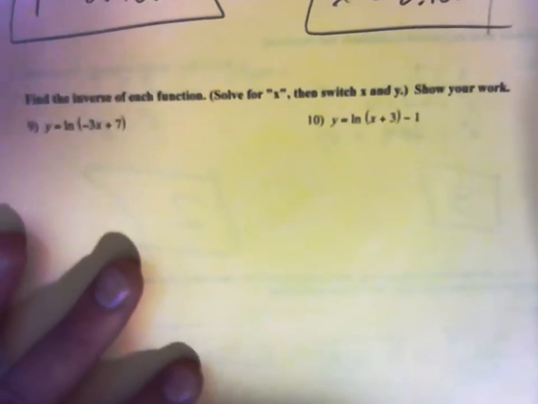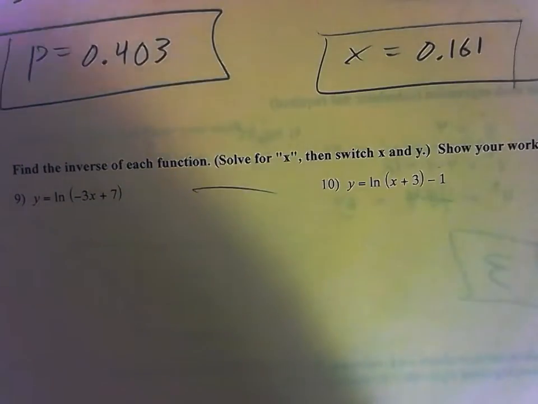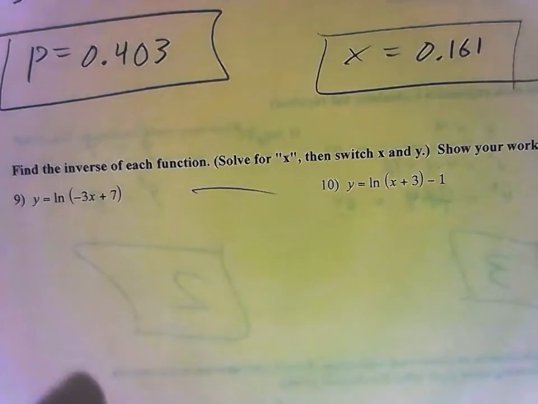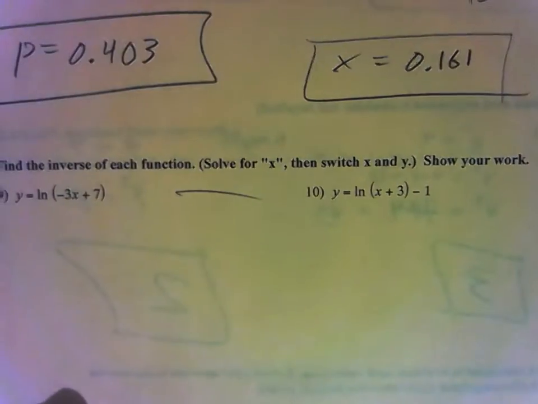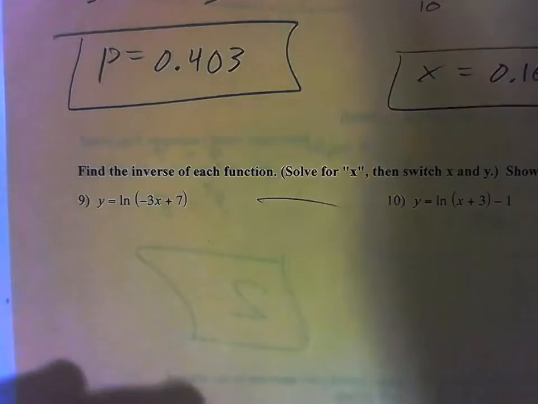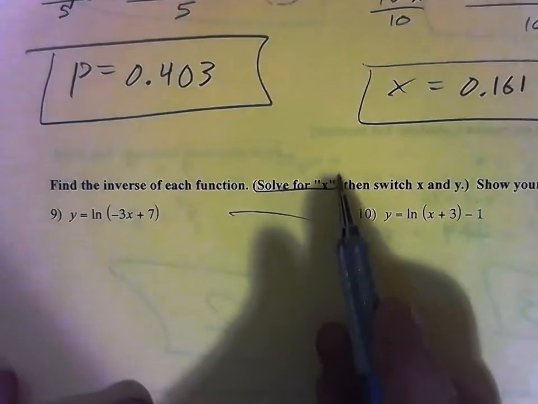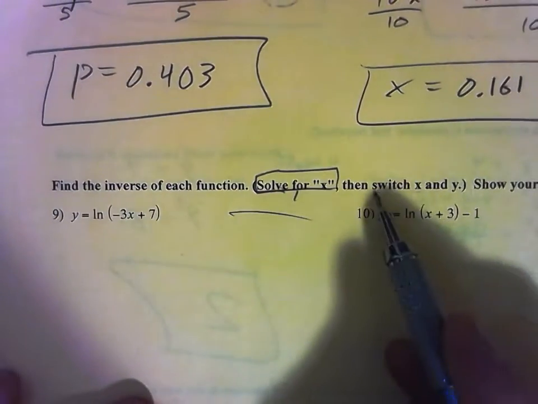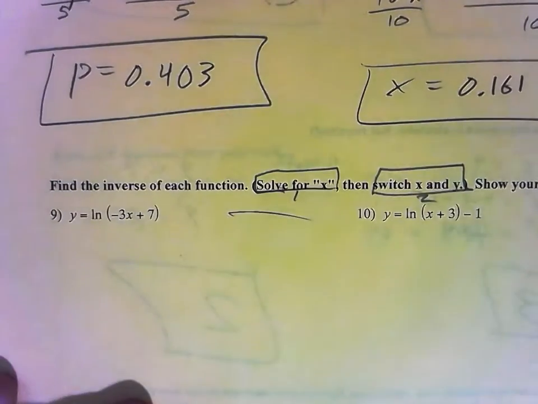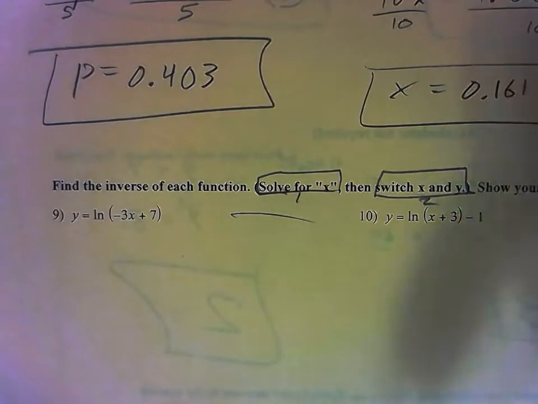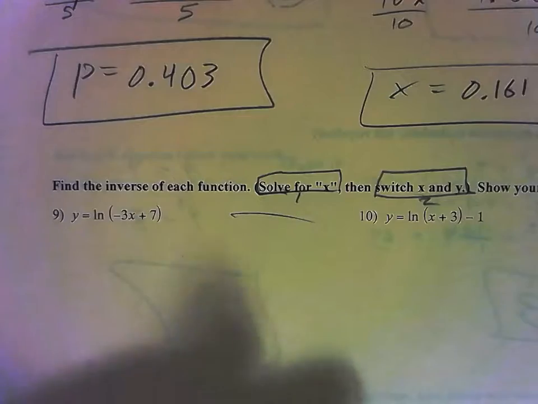Okay, number 9 and 10 is probably the more confusing part, but it tells you in the instructions exactly how to do it. Show your work. Okay, step 1, solve for x. Step 2, switch x and y. That's what we're going to do. The first part takes a few steps, but that's okay.